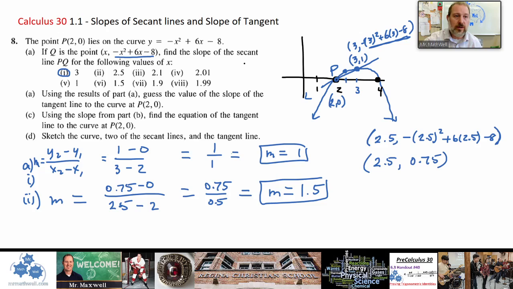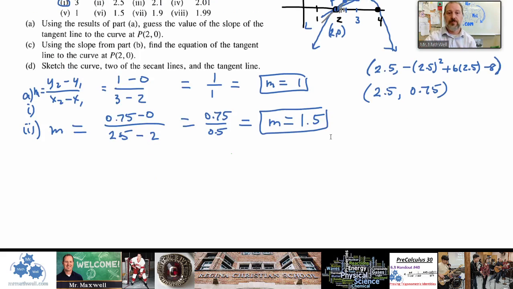So here's our second line, our second secant line. It goes like this, and it's a little steeper, isn't it? So this is m equals 1, and this is m equals 1.5. That totally makes sense. What we want to do is find out what the slope is when we get closer and closer to 2. As these x values get closer and closer to 2, what do the slopes turn into?